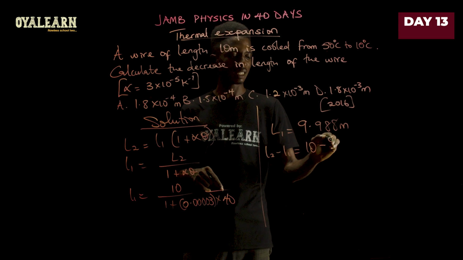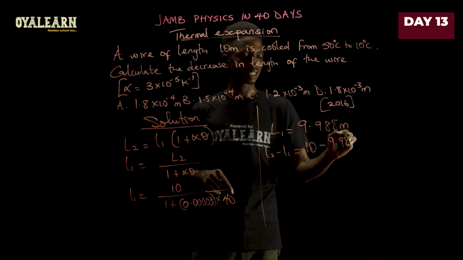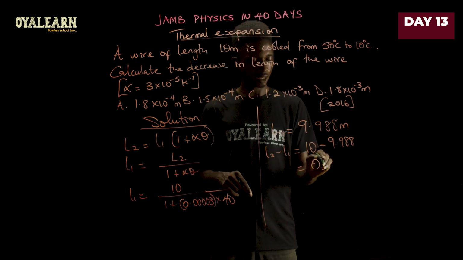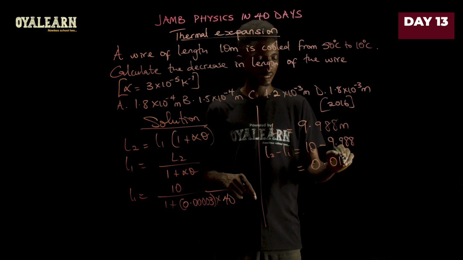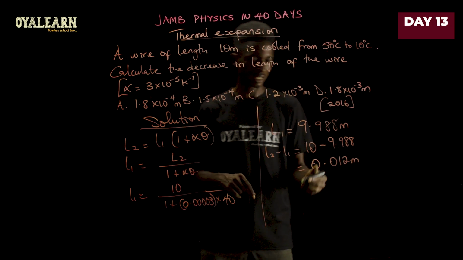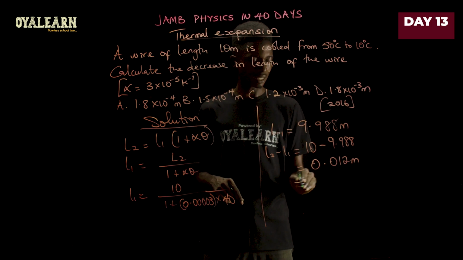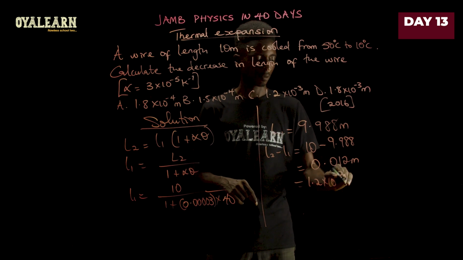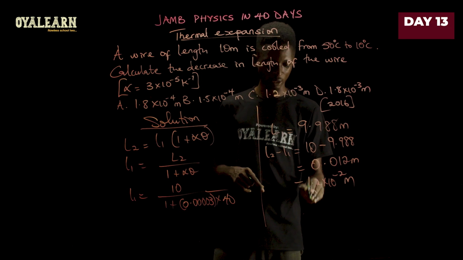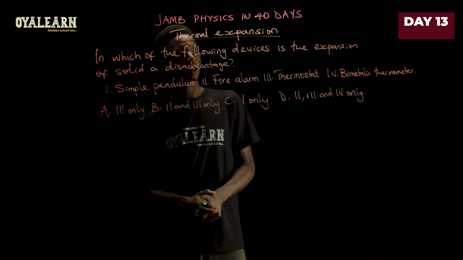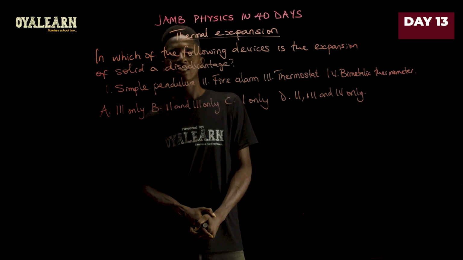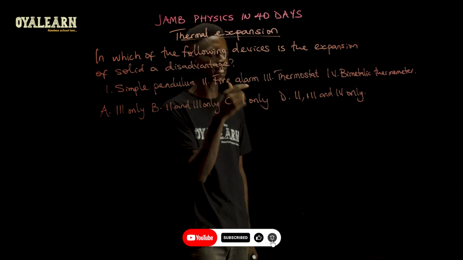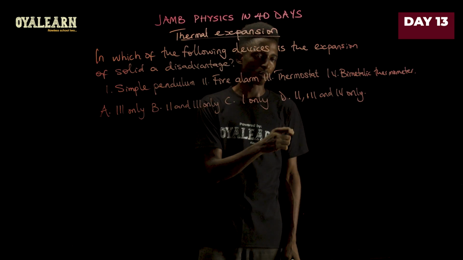10 minus 9.988. And this would therefore be 0.012 in meters. And to bring this to standard form, we would have it as 1.2 times 10 raised to the power negative 2. So from the options, that is option C. In which of the following devices is the expansion of solid a disadvantage? Now, we have the simple pendulum, the fire alarm, the thermostat, and bimetallic thermometer.